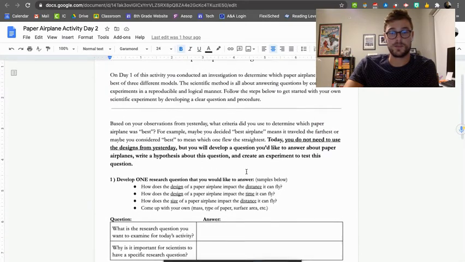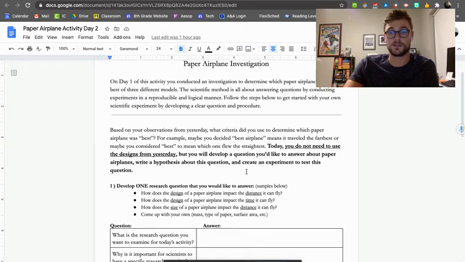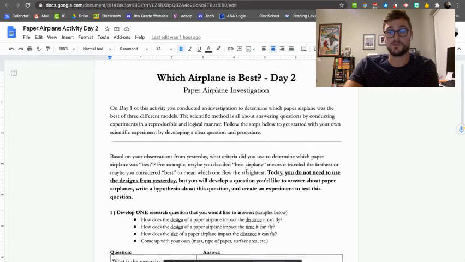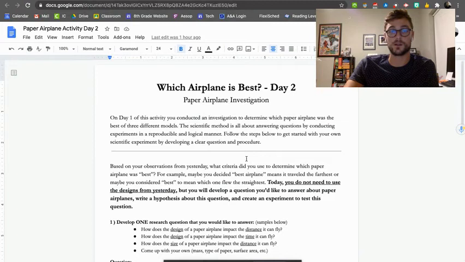which tomorrow we will finish up. And me and the other science teachers will be looking at this data over the weekend, and we'll be applying the rubric for planning and conducting a scientific investigation.